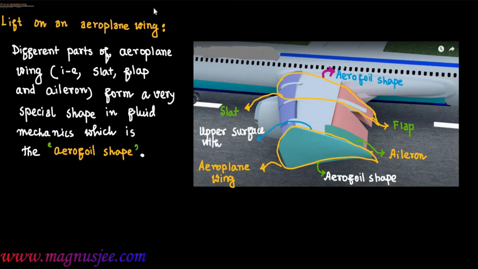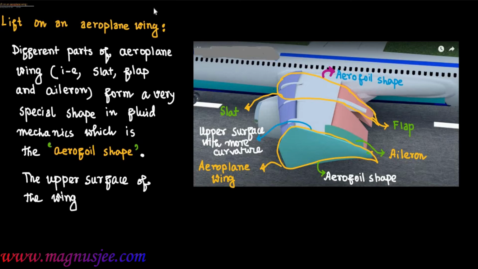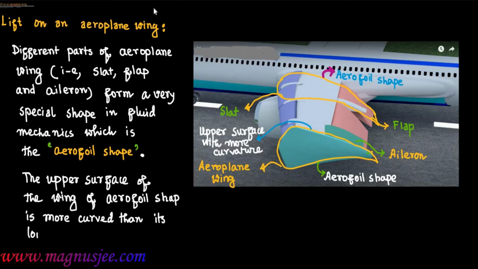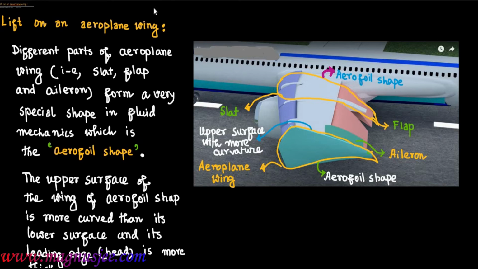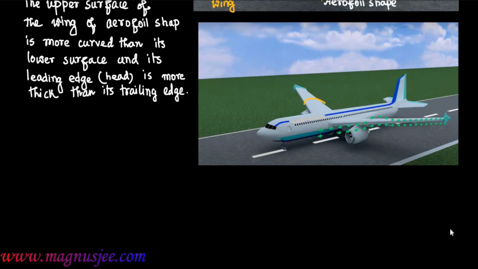And this is the upper surface, with more curvature with respect to the lower surface, and we can write down the same, that is upper surface of the aeroplane wing. The upper surface of the aeroplane wing of airfoil shape is more curved than its lower surface, and its leading edge is more thick than its trailing edge.